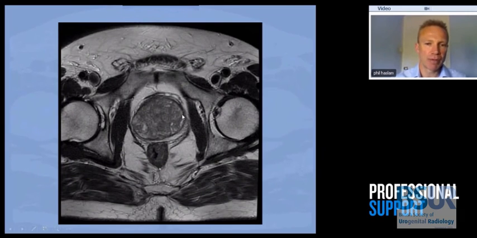This is an example I showed you before. It just shows the surgical capsule quite nicely. Here's the BPH, and there's that low signal area.